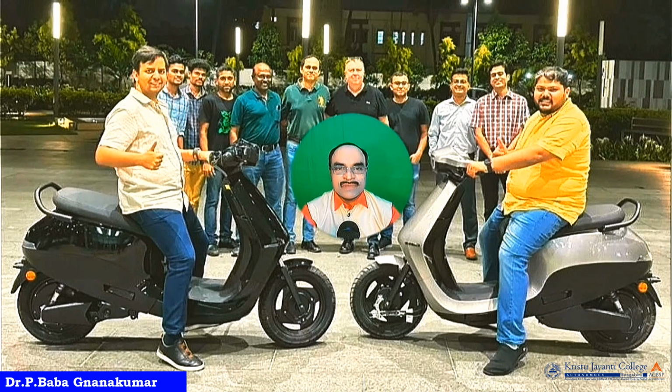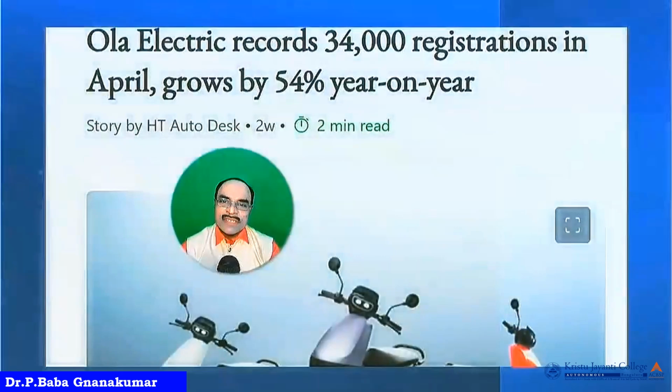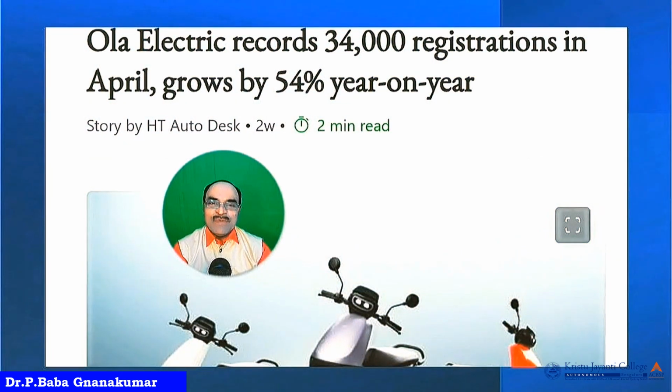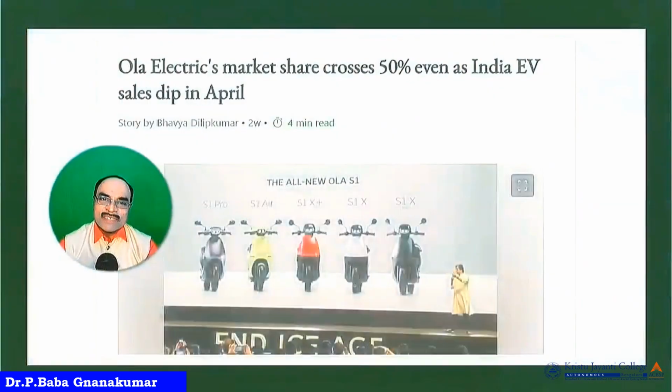He decided, why can't we go for manufacturing electric vehicles? So he decided to introduce electric vehicles, two-wheelers first. That was his next major business. So his second business was incubated. He mentioned that they are going to manufacture and sell electric vehicles. A nice show has been created by the Indians. 34,000 registrations came in April for the Ola electric vehicles for the first time.